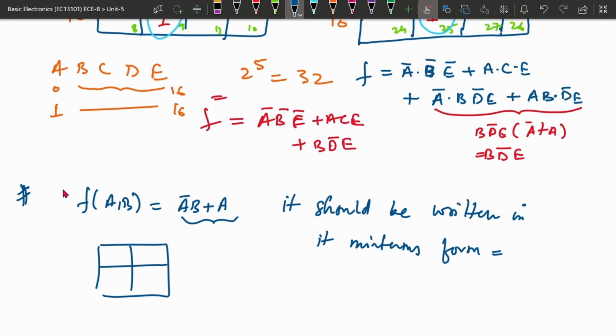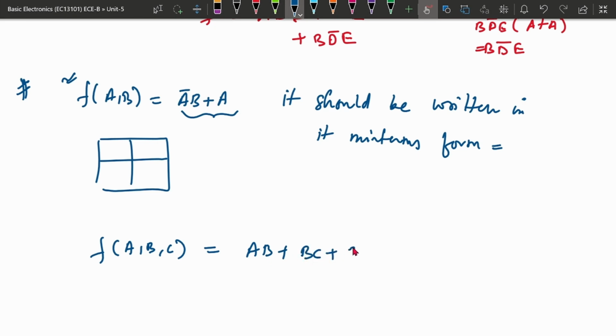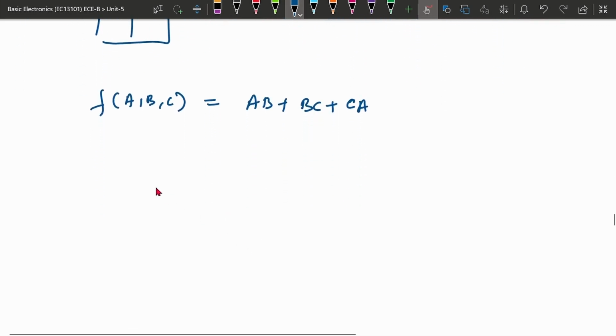So whatever the function is given, first of all we have to convert the function into its respective min terms. Then only we will be able to put the function into the expression for minimization. Suppose we have a function that is defined by AB plus BC plus AC. This is the function of 3 different variables. So if we want to proceed, we can't directly put it into the K-map.